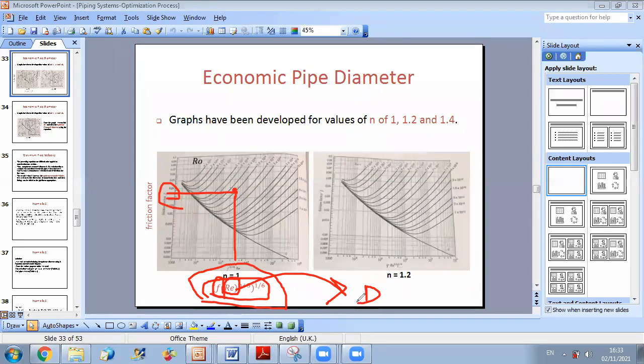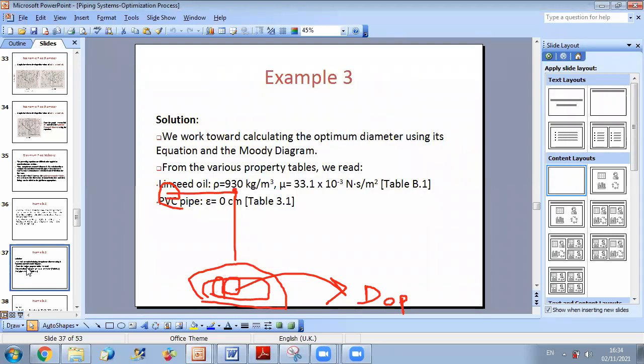Okay, so the optimization technique was used to develop relations that are drawn in graphs. In this way, I can select the optimal diameter without having to go back to equations. I can just use these charts to get the optimal diameter. Okay, so let us consider some examples.